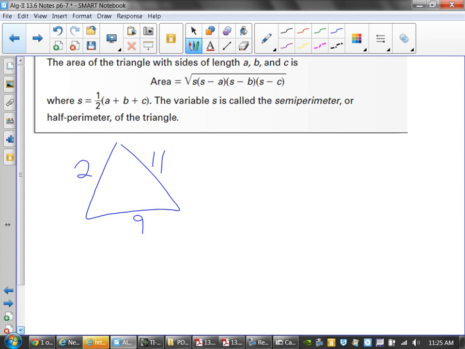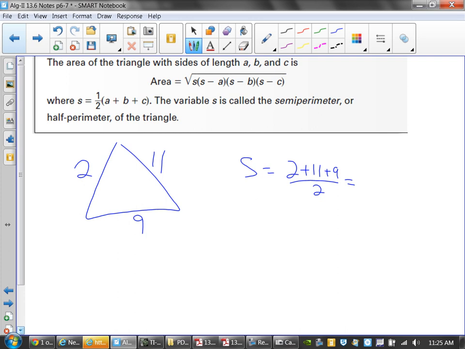So here's what you do. This value S is called the semi-perimeter. What does semi mean? Half. So what you're going to do is find half the perimeter. So what's 2 plus 11 plus 9? 22. So you wind up with 2 plus 11 plus 9, and you cut it in half. So what's 22 over 2?